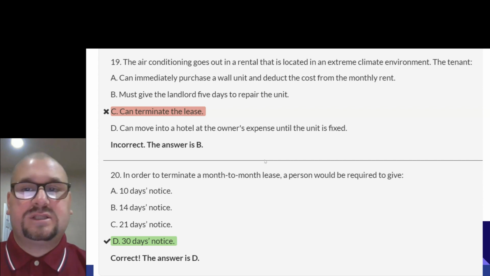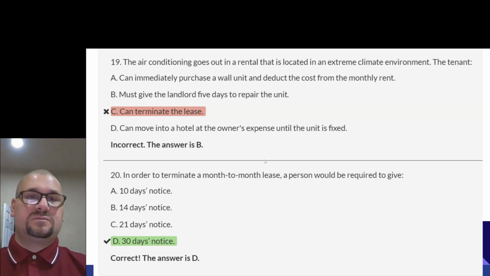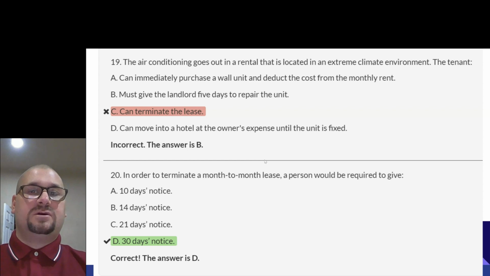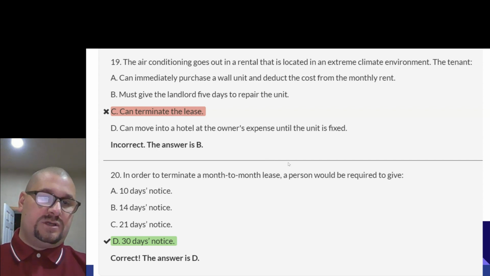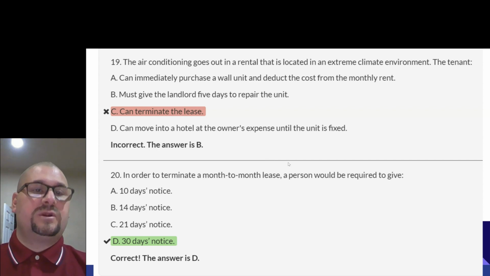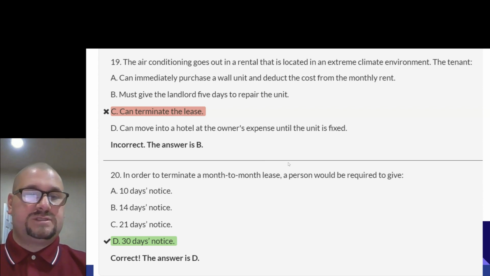It goes both ways. The landlord gives 30-day notice when they want to evict somebody, and the tenant needs to give 30-day notice when they want to move out. You can't just move out the next day just because you're mad. You always want to give a 30-day notice when you're ready to move out in real estate.